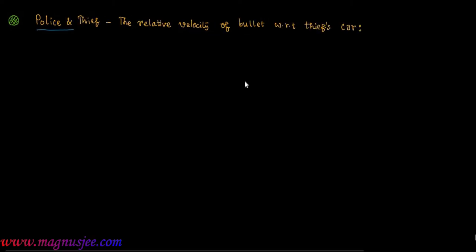Police and thief. We have to find the relative velocity of the bullet with respect to the thief's car. Police and thief. The relative velocity of the bullet with respect to the thief's car.